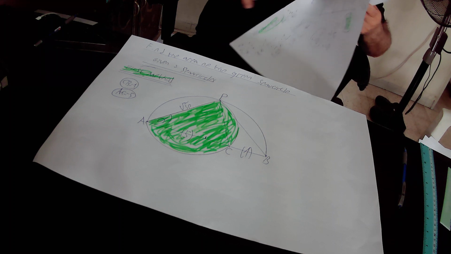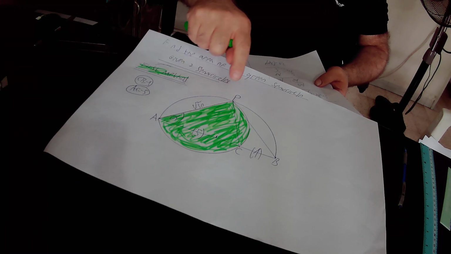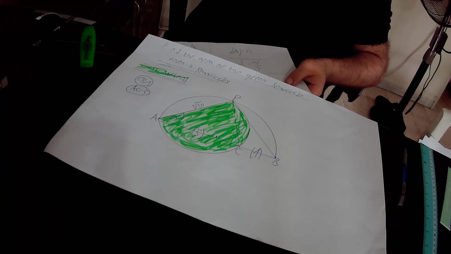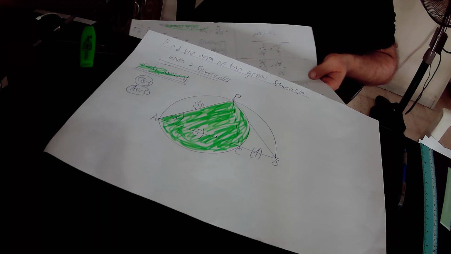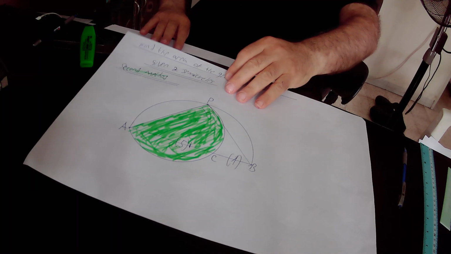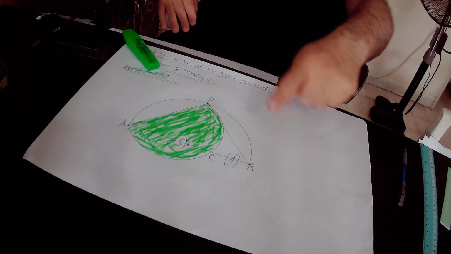So we finished with the first method. In the next step, I will present to you how to find the area of this green semicircle according to the second method. For the second method, we join points P and B together by a straight line.